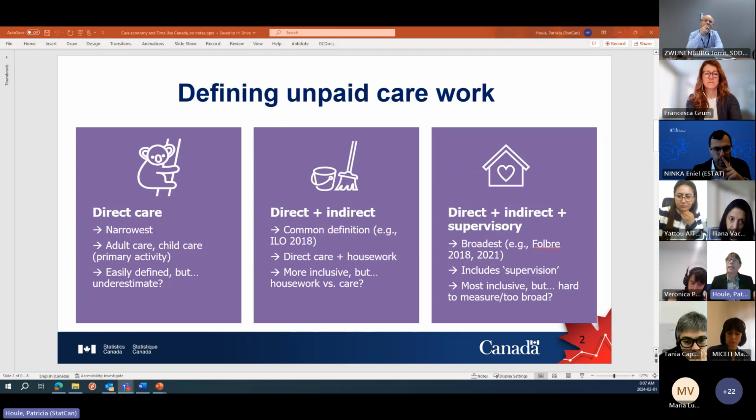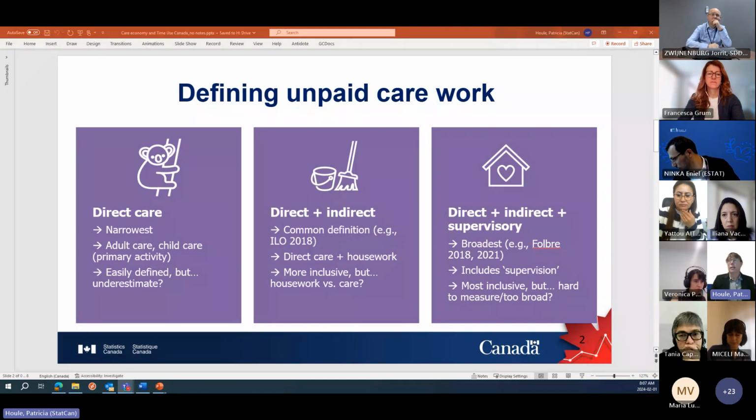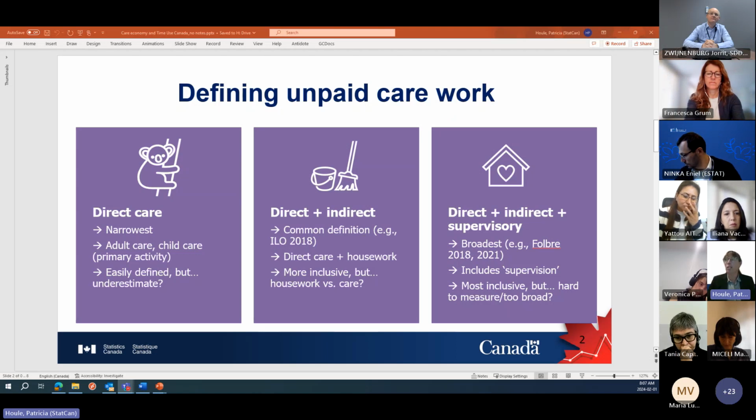The second definition is to measure the direct plus the indirect care. This is going more towards the broader definition of some common ILO definitions, where there is direct care plus also housework, because a lot of the care is often behind the housework. So it will not be said as helping someone else, but it will be said as cooking or cleaning for someone else. So it is definitely more inclusive, and this definition probably best fits what time use can offer.